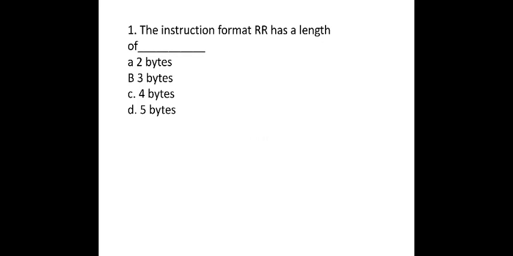The second one: the instruction format RR has a length of how many bytes? 2 bytes. So the session summary: the student will be able to understand the algorithm for processing the macro definition. For further studies, you can refer to the book entitled System Programming, authored by John Donovan.